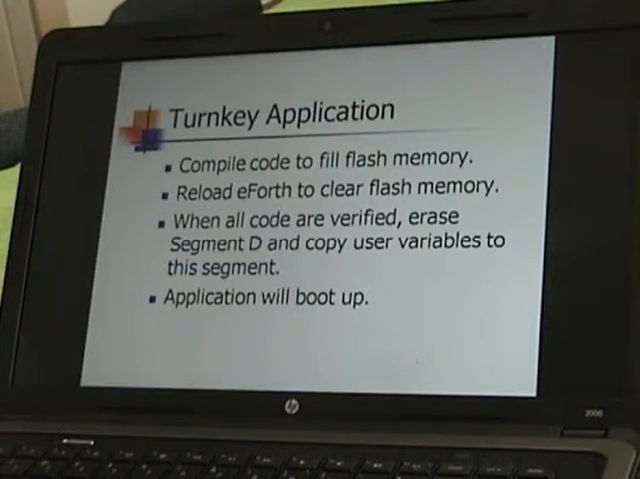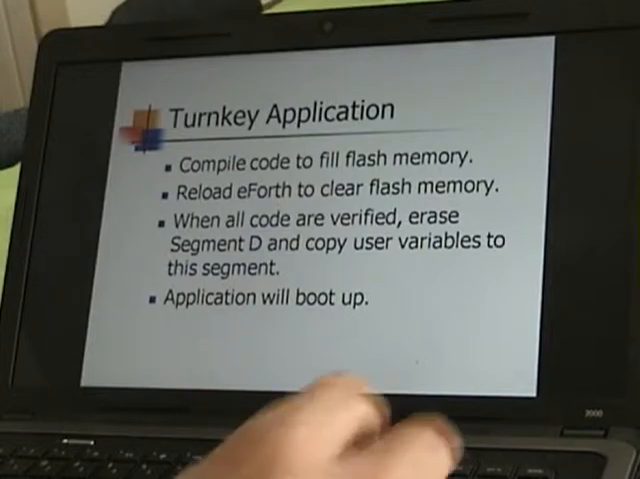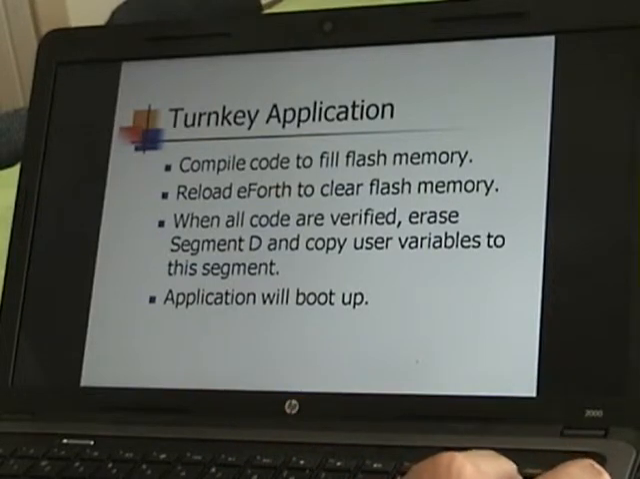Then you reboot the system, reload the system, then you get a fresh, all the flash memory cleaned up, erased, and then compile only the verified code. So this way you can build an application quite smoothly. And after all the code is verified, you erase segment D and copy your new user variables to this segment, and the application should boot up with your application. So this is how you do it.